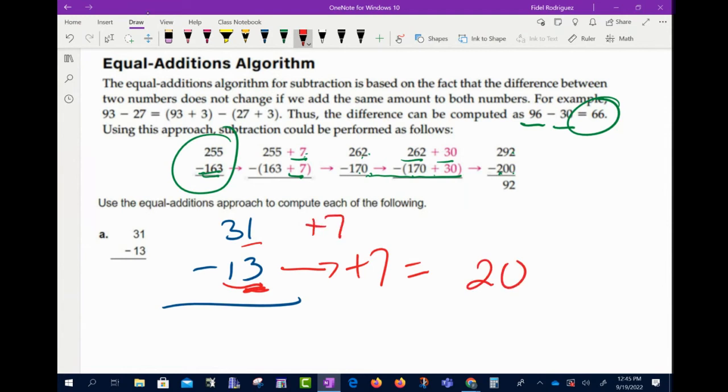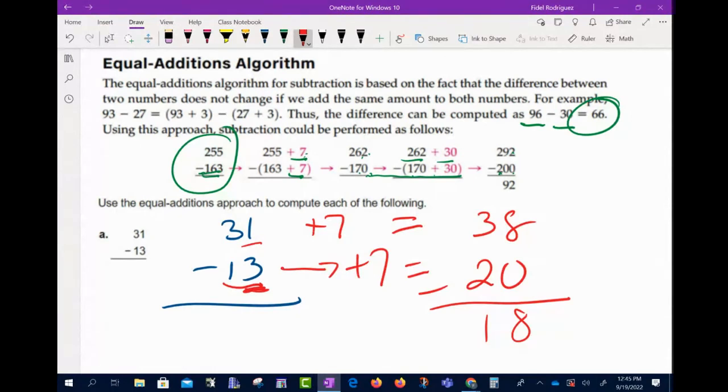Well, if I add 7 there, I have to add 7 on the top as well. And that's going to give us 38. Okay, now let's go ahead and subtract. 8 minus 0 is 8. 3 minus 2 is 1. And there's our answer, 18. And obviously you can see that's pretty easy breezy cover girl.